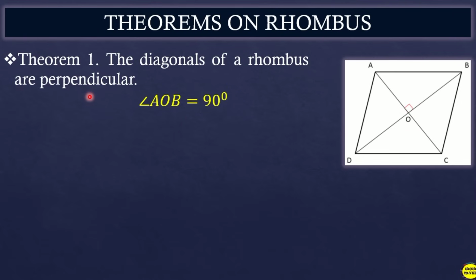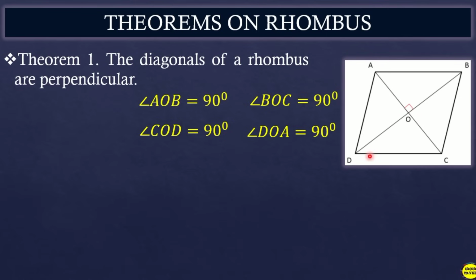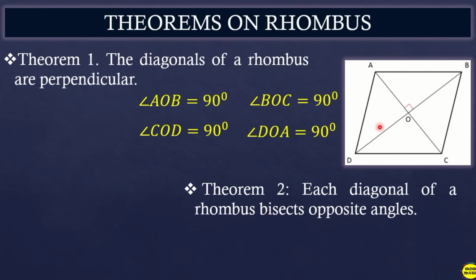And then, that's why angle AOB, so ito si angle AOB is equal to 90 degrees as well as COD, 90 degrees din yan. And angle BOC, 90 degrees din to. And also DOA, that is also 90 degrees. Because magkaroon ka lang ng isang right angle dyan, all of the angles will be right angles. Tatandaan po yan.